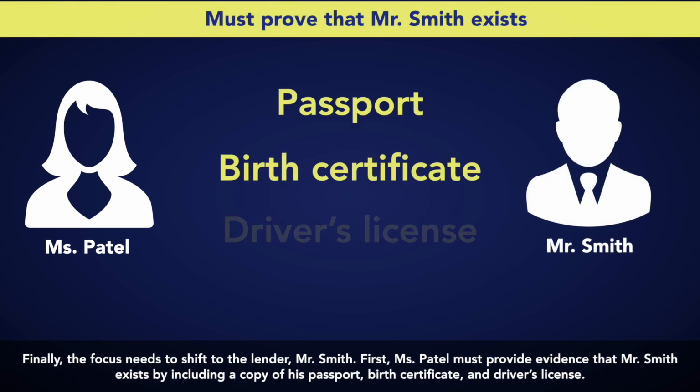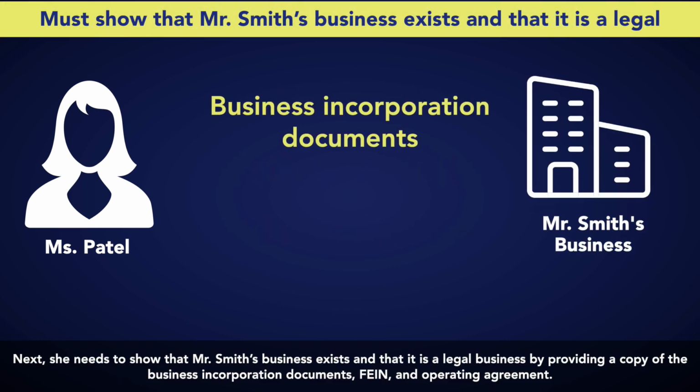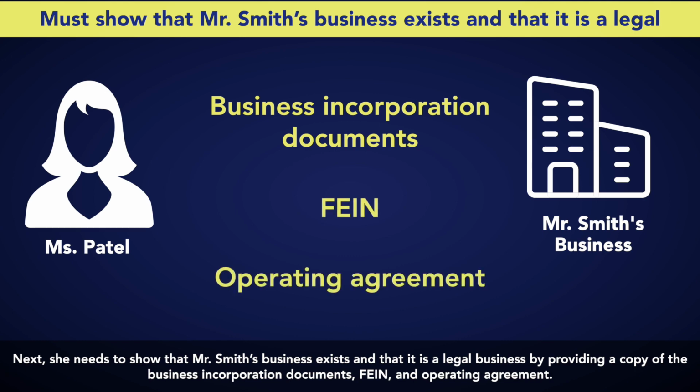Finally, the focus needs to shift to the lender, Mr. Smith. First, Ms. Patel must provide evidence that Mr. Smith exists by including a copy of his passport, birth certificate, and driver's license. Next, she needs to show that Mr. Smith's business exists and that it is a legal business by providing a copy of the business incorporation documents, FEIN, and operating agreement.